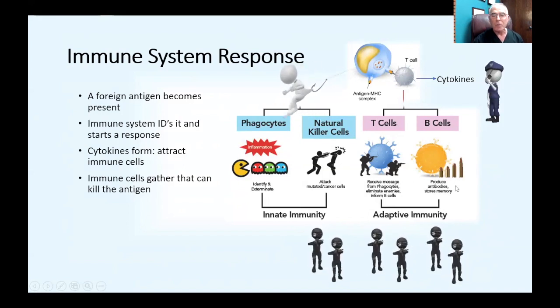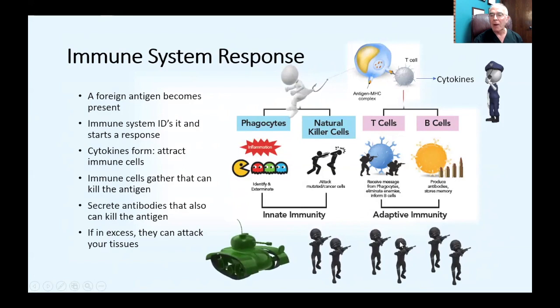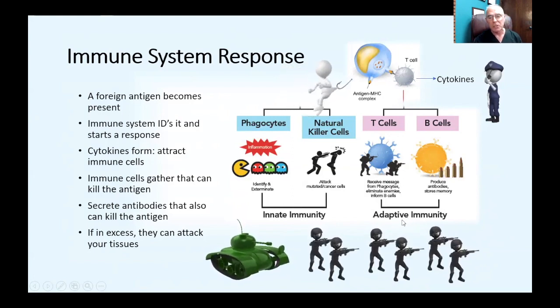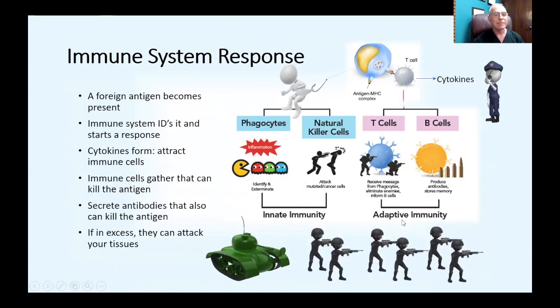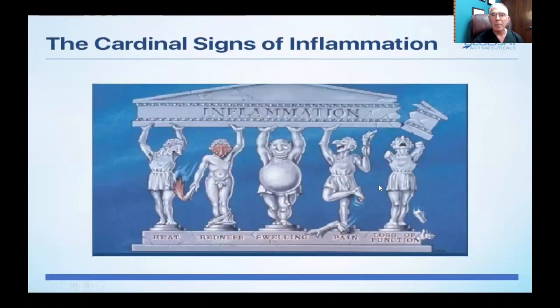We want a good immune response, but we don't want to have an excessive immune response, because when we get an excess amount of immune response, we got to use bigger guns. And when you use bigger guns, well, you get more collateral damage. More collateral damage, you get things like inflammation. And that inflammation is not good for our body. That's the thing that hurts us. Well, CBD oil has been shown to help prevent or treat inflammation in your body, and the inflammation is the bad stuff.